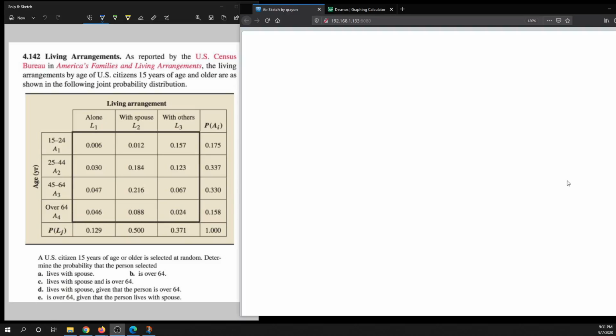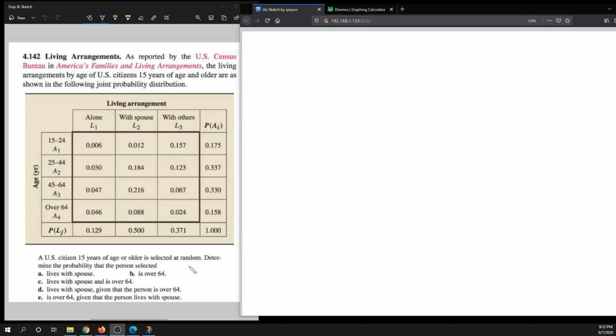All right, in this video, we are going to work through problem 4.142 from our book. It says living arrangements. As reported by the U.S. Census Bureau in America's Families and Living Arrangements, the living arrangement by age of U.S. citizens 15 years of age or older are as shown in the following joint probability distribution. Across the top, we have the columns alone, with spouse, and with others for living arrangement. And then the rows are the ages breakdown.